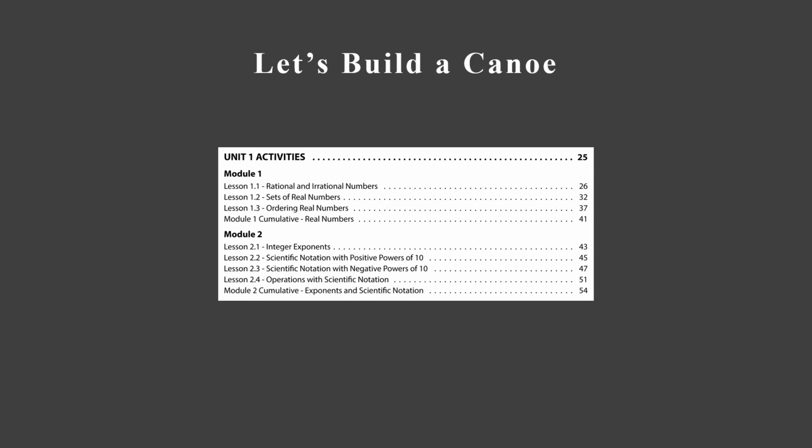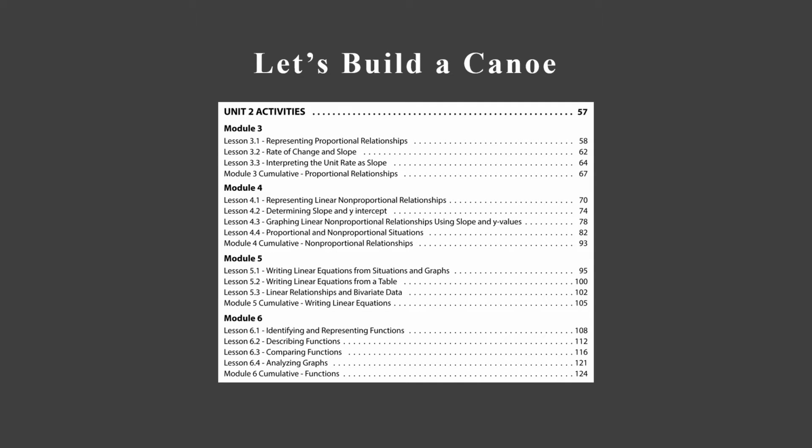Unit 1 consists of Module 1, which is about real numbers, and Module 2, which is about operations with scientific notation. Unit 2 consists of Module 3 to 6. Module 3 is proportional relationships. Module 4, non-proportional relationships. Module 5, writing linear equations. And Module 6 is functions.